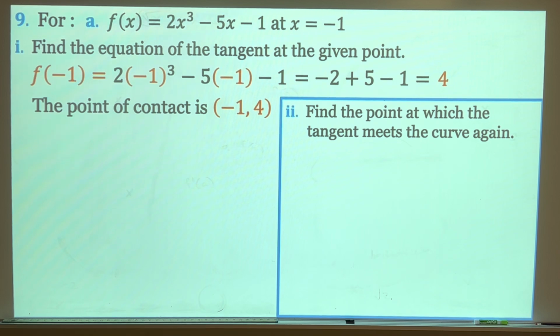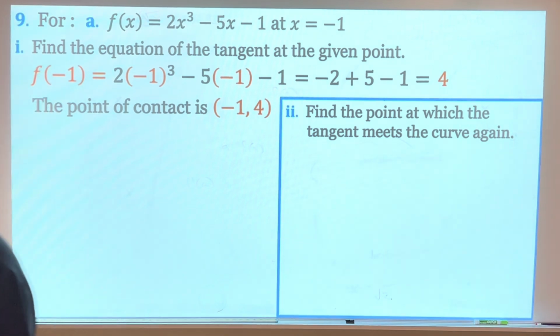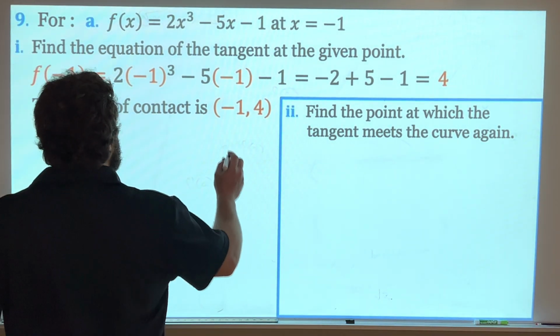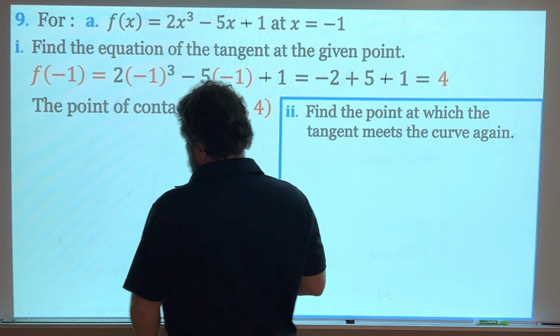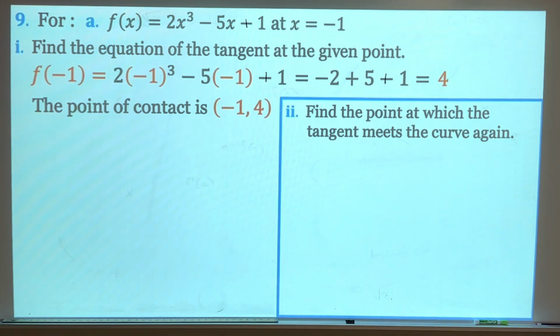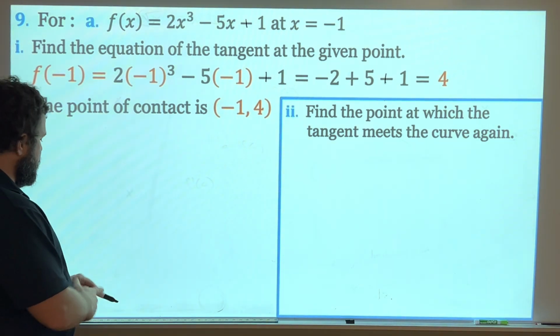All right, continue on. X equals negative 1. 2x cubed minus 5x plus 1. Oh, this should say plus 1. Boom, boom, boom. 6 minus 2 is 4. It says plus 1 in your packet. All right. Point of contact is indeed negative 1, 4.